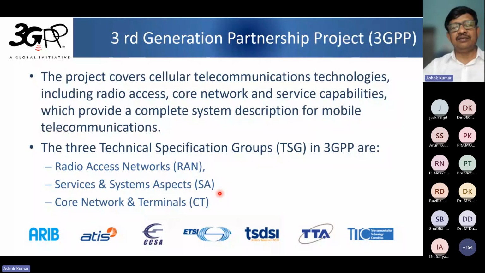Okay, and 3GPP, as I said, has become the organization for creating world standards of mobile technologies. They cover all aspects of mobile technology, be it radio, be it core, service capability, and complete system description. For that purpose, they have three TSGs, technical specification groups. One is called radio access network, RAN, another is called service and system aspects, SA, and the third is called core network and terminal, CT. I'll not go much into detail. If you want, we can have a session.